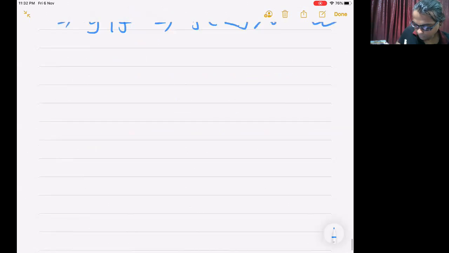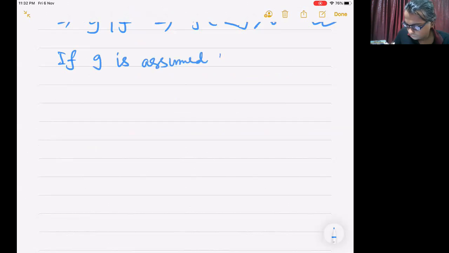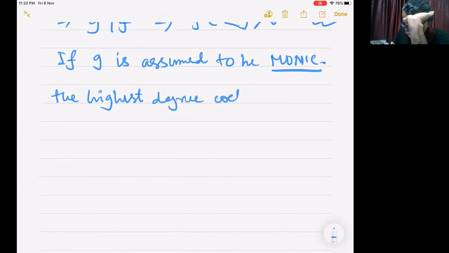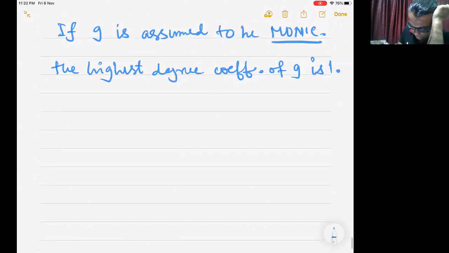Moreover, if G is assumed to be monic, I'll tell you what this means. What does monic mean? Monic means that the highest degree coefficient of G is 1, right? Then G becomes unique.